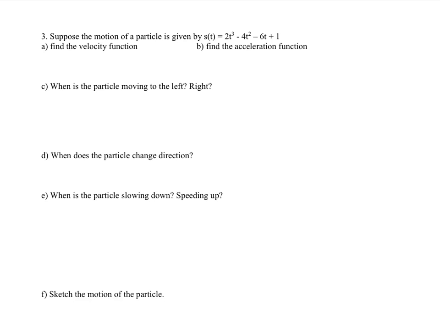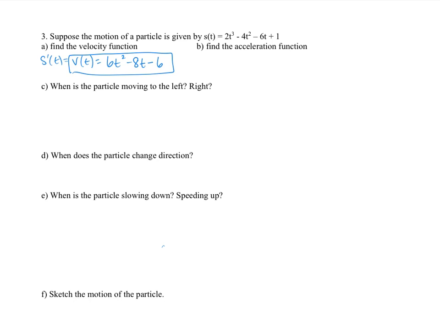And this one, here's a particle motion problem. It says, suppose the motion of a particle is given by that equation, and I need to find the velocity of the particle and the acceleration function. So let's go ahead and do that. For the velocity, I end up with s prime of t is my v of t, and taking the derivative here, it ends up being 6t squared minus 8t minus 6, and I'm done.